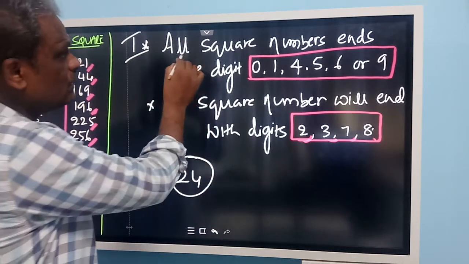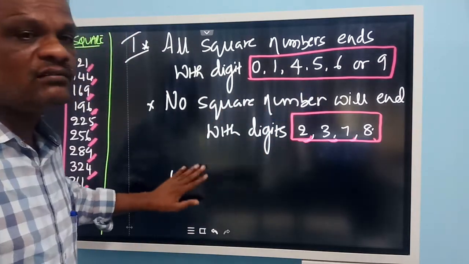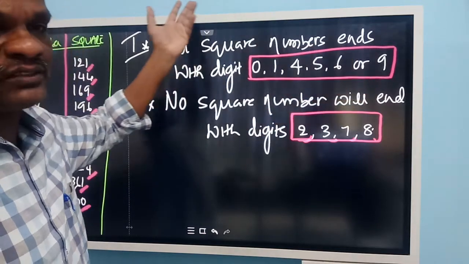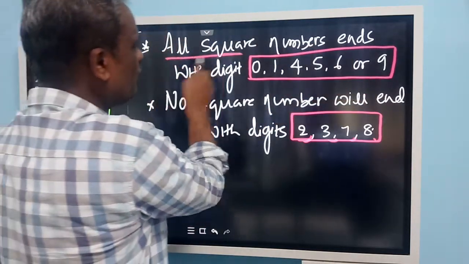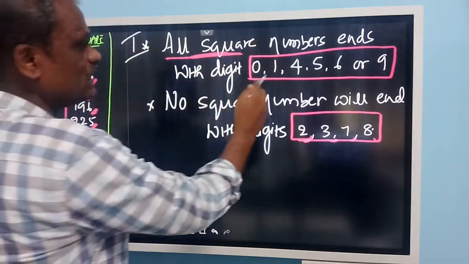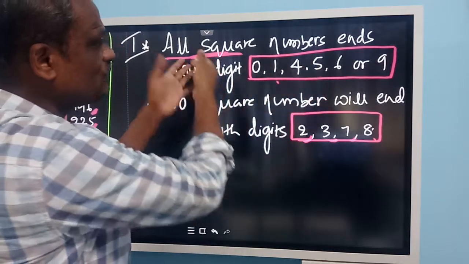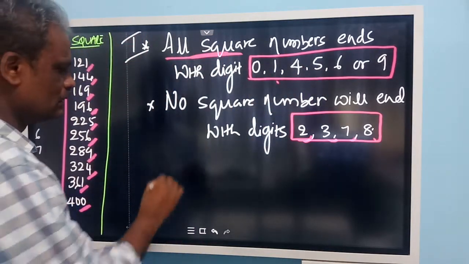I am telling all square numbers end with these digits. Then the converse of this: if the numbers end with these digits, can you call them square numbers? No, sir. All square numbers end with these digits, but all the numbers ending with these digits may not be a square number. Is it clear? Yes, sir.